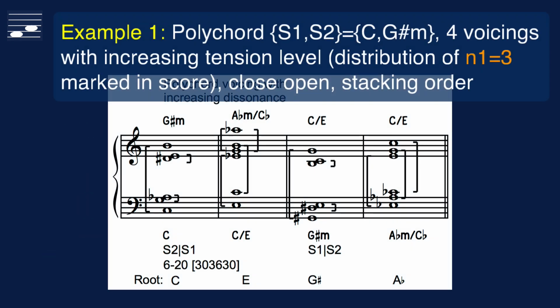Let me demonstrate this aspect using the polychord constructed from S1 and S2, that is C major and G sharp minor. This polychord contains 3 semitone intervals. These have been marked in the score. I'll play 4 example voicings with different vertical stacking using close and open triads, and the 2 stacking permutations S2 over S1 and S1 over S2. The example yields a gradual tension level increase.